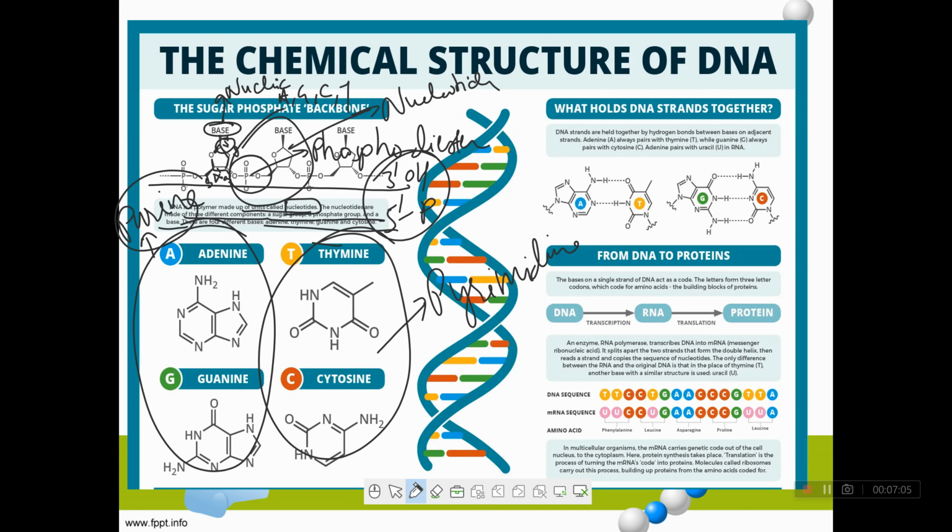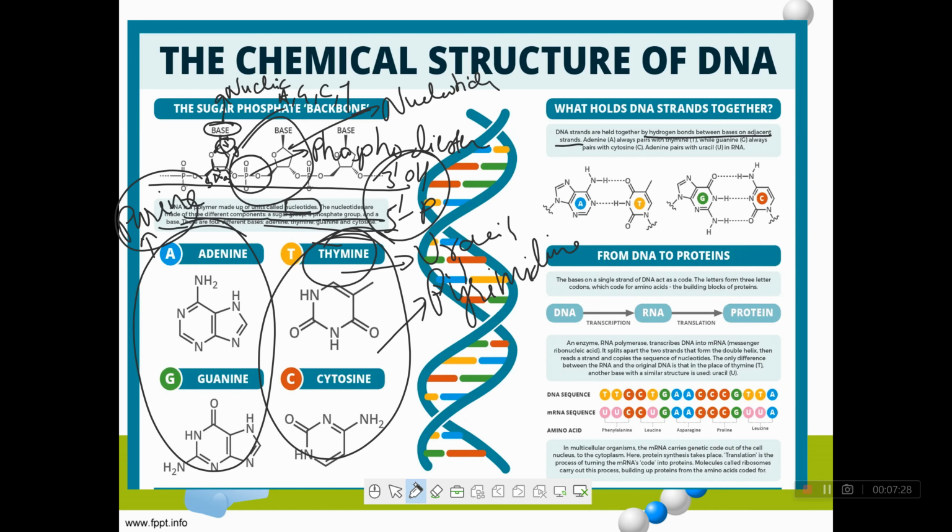Pyrimidines have cytosine and thymine. And in RNA, in place of thymine, uracil is present. What holds the DNA strand together? DNA strands are held together by a hydrogen bond between the adjacent bases.